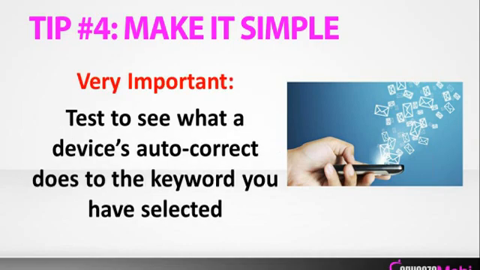All right. Also, very important trick, guys. You test to see what a device's autocorrect does to the keyword you have selected. So try it out on different devices, try it out with the autocorrect on, and see what happens. Earlier I was looking into some of this autocorrect stuff, and there was a keyword, froyo, for frozen yogurt, F-R-O-Y-O. When they put it into the phone, the autocorrect says group.